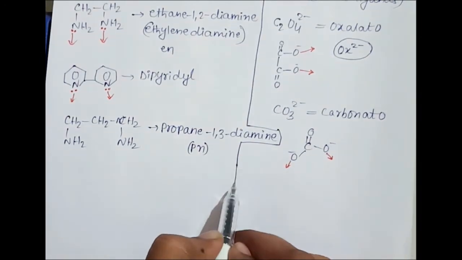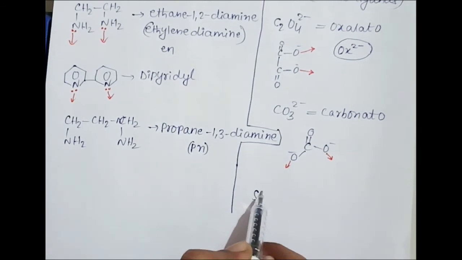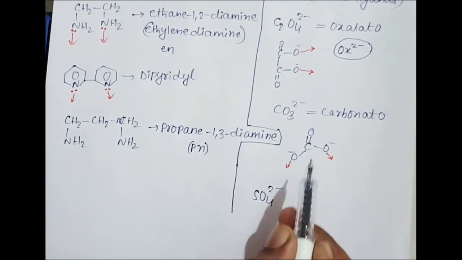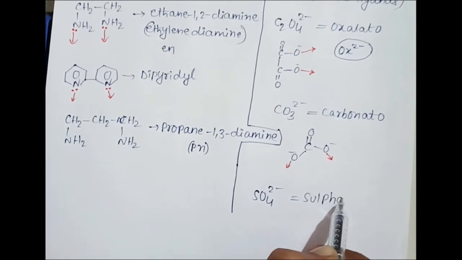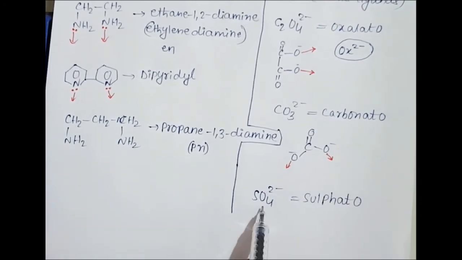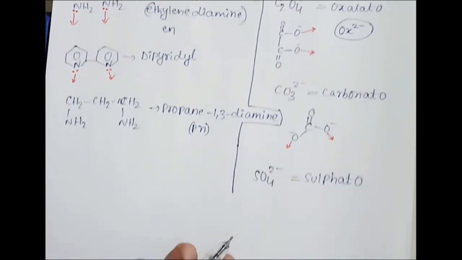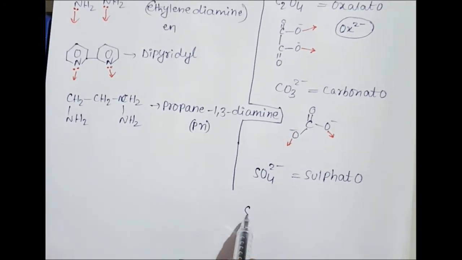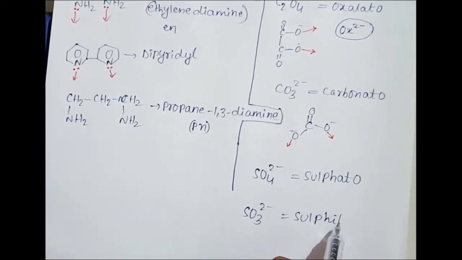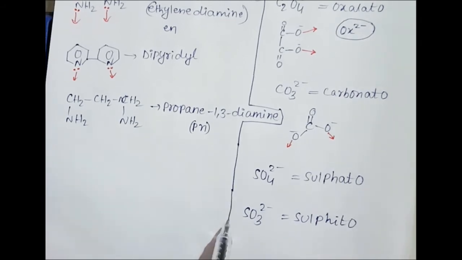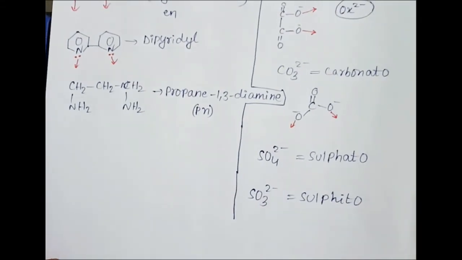Another example, SO4 2-, which is called sulfato, because actually we call it sulfate, so at the end we write sulfato. And similarly SO3 2-, which we call sulfito. So these are all didentate ligand examples.